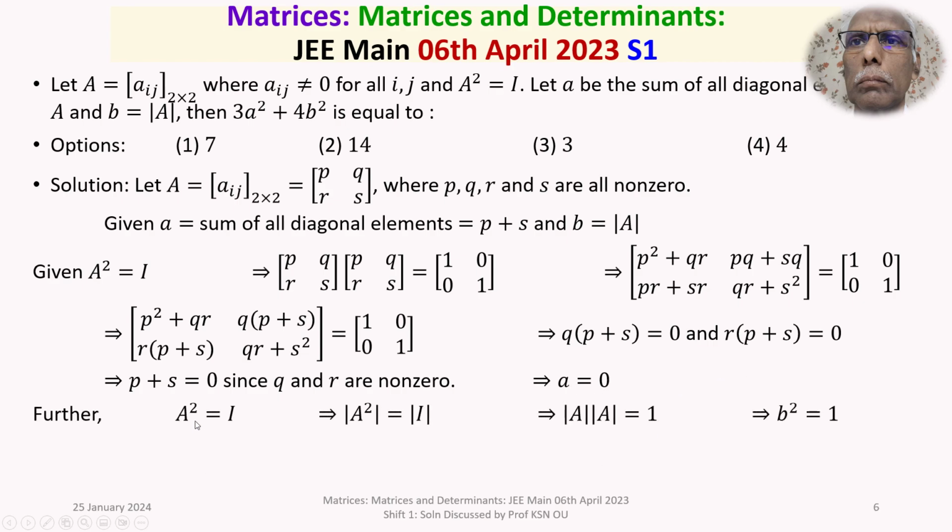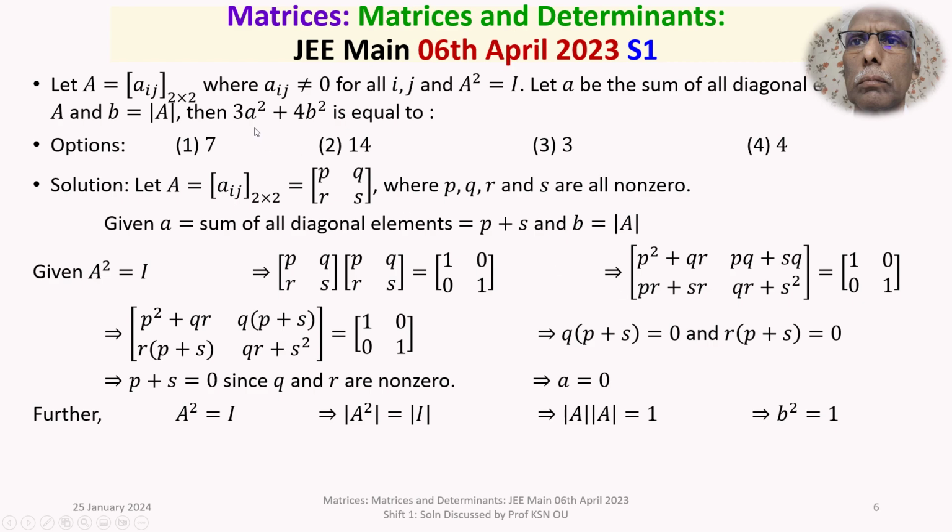Further, it is given A square is equal to identity. We have already used that. Now, take the determinants on both sides. Determinant of A square is equal to determinant of I. Determinant of I is 1. Determinant of A square is determinant of A into determinant of A, which is equal to 1. That is, b into b, b square is equal to 1. Thus small a is equal to 0, and b square is equal to 1.